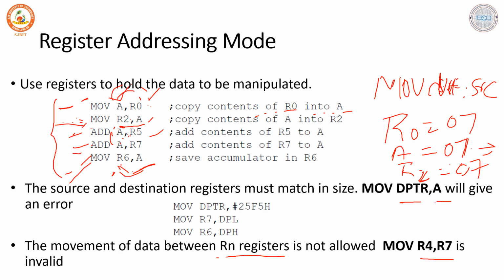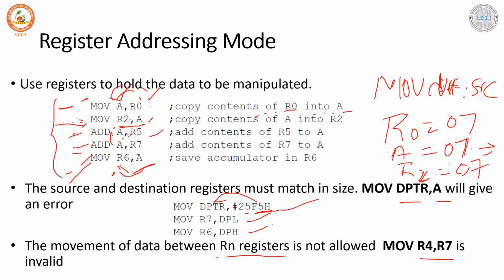Here we have one more example to say, that is MOV DPTR, #25F5H. So what is happening here? I have just taken a direct immediate value into the 16-bit register DPTR. So now DPH has 25 and DPL has F5. Now, you can take the 8-bit content of the DPTR and load it into some registers like R7 and R6 here.